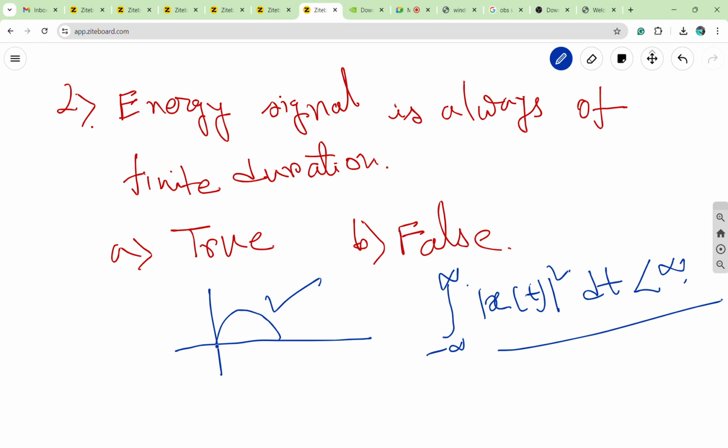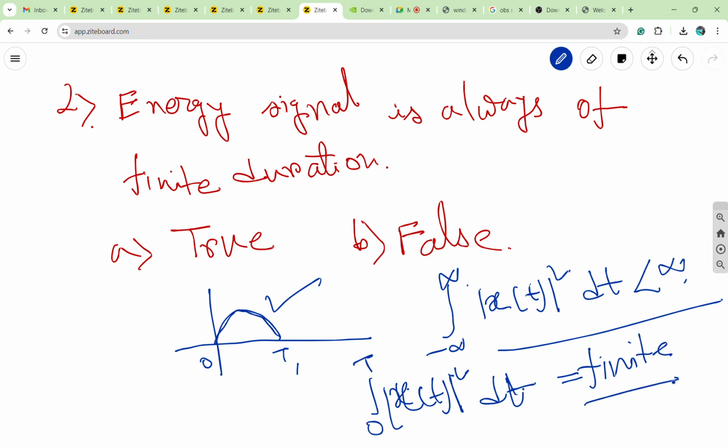Because if we calculate for a particular signal, I know it is constant within a particular time, so we just have to calculate from 0 to some t1. We have to calculate the value of the integral of |x(t)|² dt within this 0 to t1, and it will certainly not come infinite. Some finite number will come. Maybe it can be 10 to the power 29, but still it is finite because it is bounded by time.